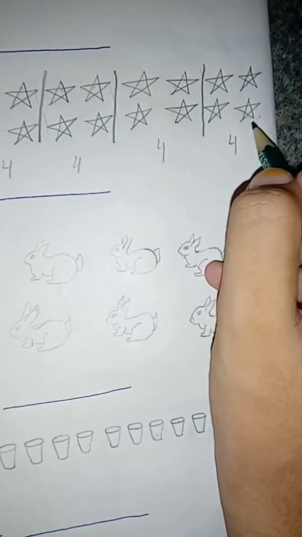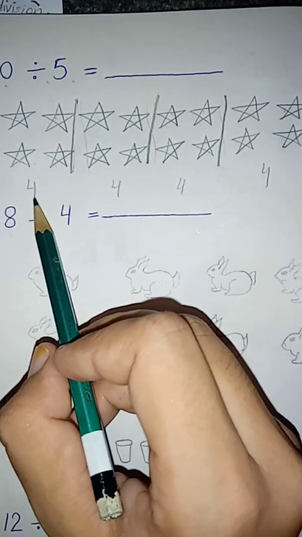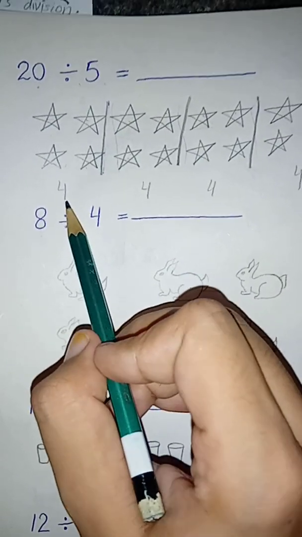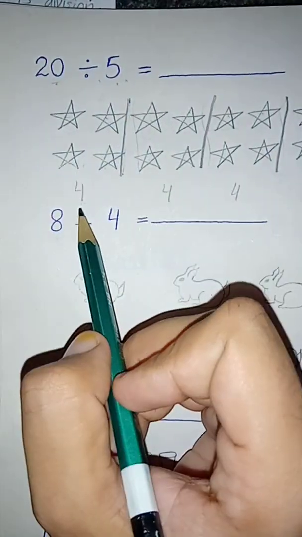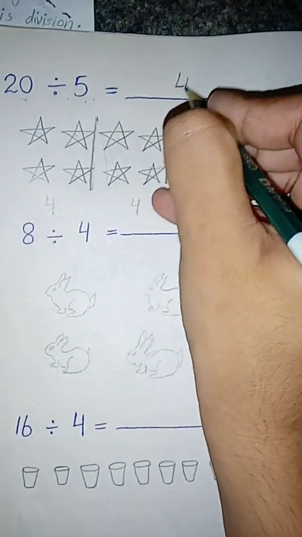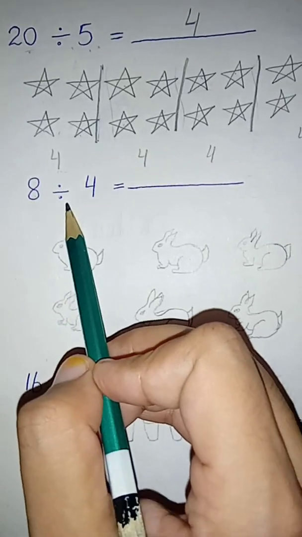Now in each group we have equal stars. How many stars in each group? 4. So our answer is 4. When we divide 20 by 5, the answer is 4. Write 4.